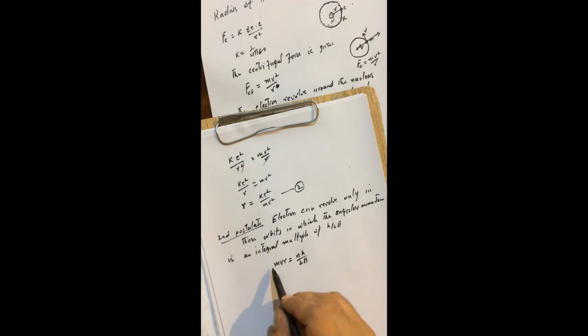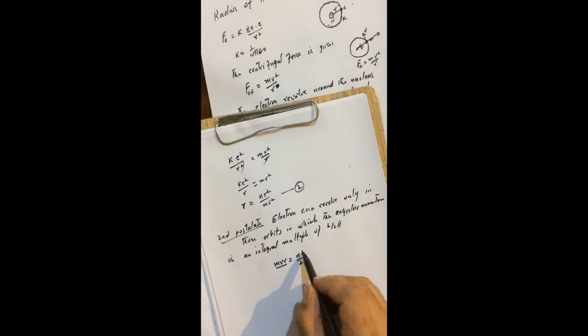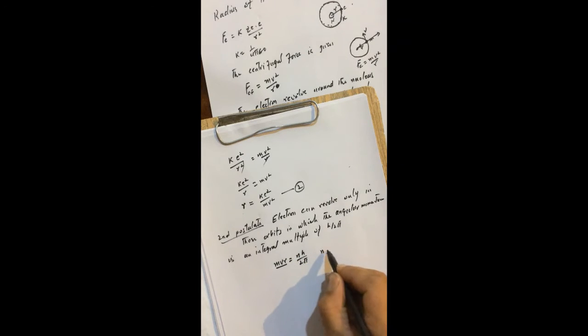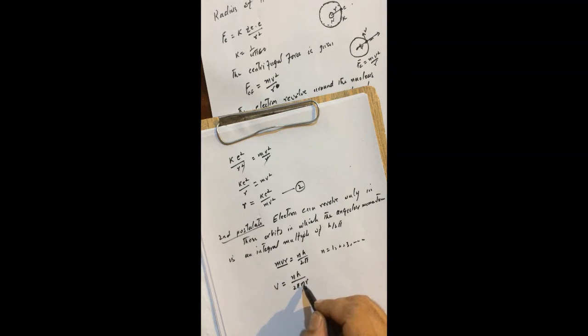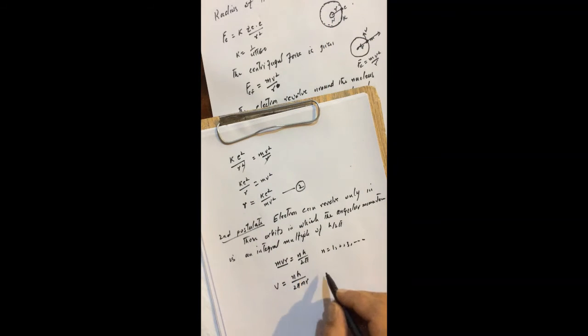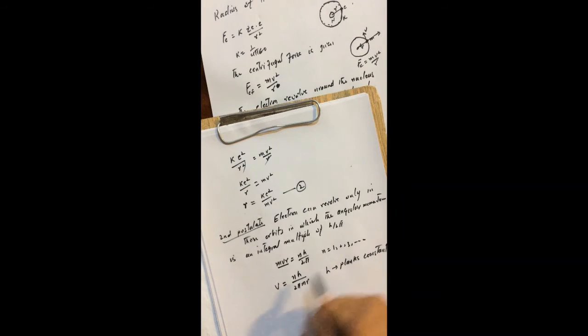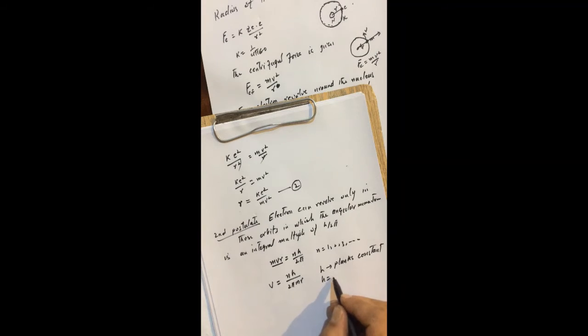This postulate tells us that the electron revolves only in those orbits for which the angular momentum is an integral multiple of h over 2 pi, where n is an integer, and n varies from 1, 2, 3 and so on. Now from this equation I can calculate the value of velocity. So velocity will be equal to nh over 2 pi mr, where m is the mass of the electron, r is the radius of the hydrogen atom, and h is Planck's constant. I already mentioned its value is 6.626 into 10 raised to the power minus 34 joule second.